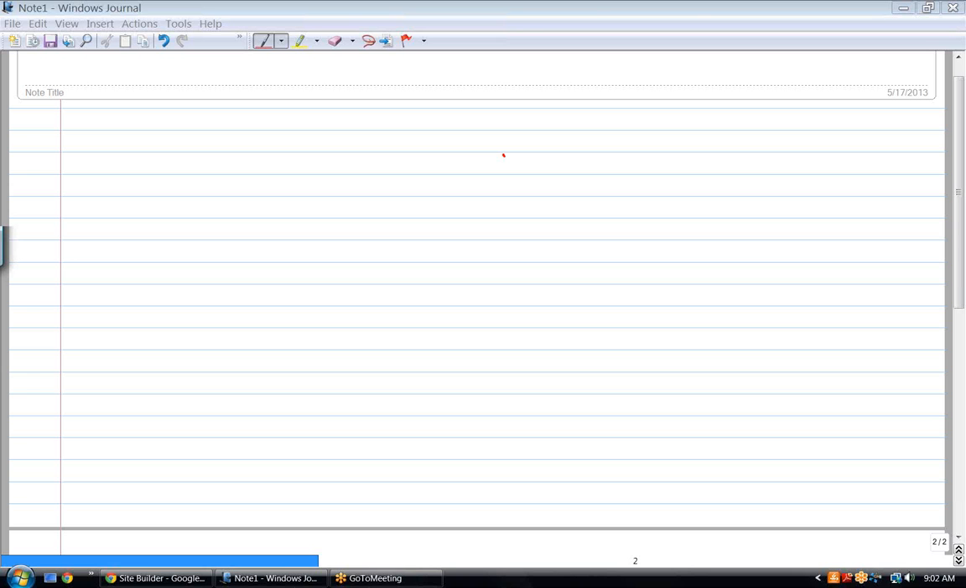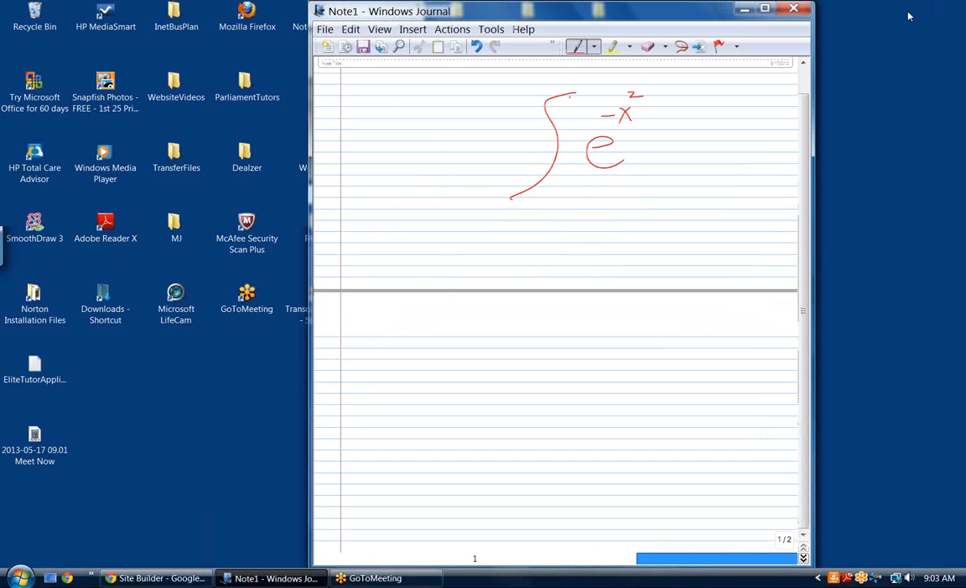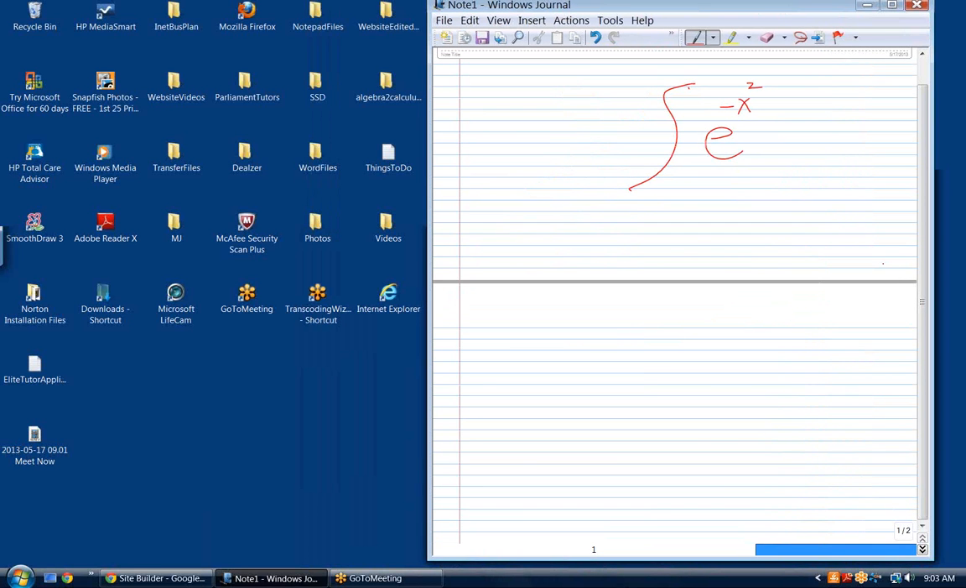Finding the antiderivative of something is extremely tricky. And in fact, there are some functions, this particular function right here, that there is no antiderivative to that. If I try to integrate that, you cannot find a function whose derivative is equal to this. So there's all kinds of difficulties when it comes to integration.